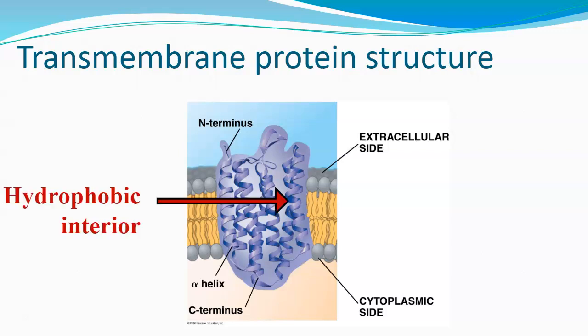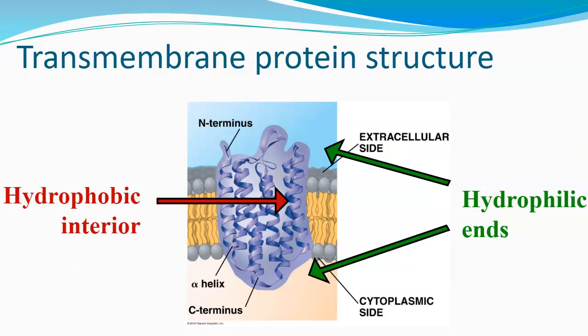You can see here in the center would be where the hydrophobic amino acids like to live and where they folded themselves because it's a hydrophobic environment. The hydrophilic ones are going to want to have oriented themselves towards the water, whether it be on the extracellular side or the cytoplasmic side.